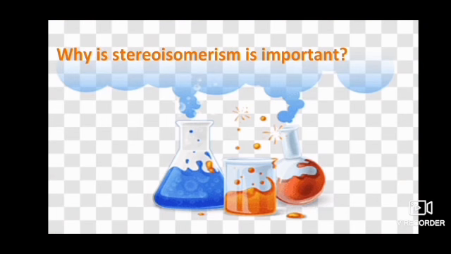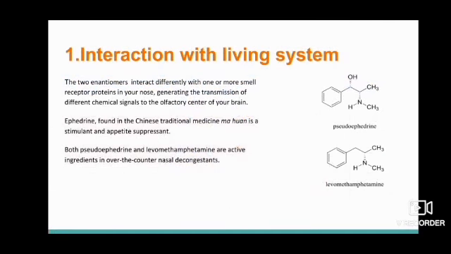Next, why stereoisomerism is important. Stereoisomerism is important because of its mirror image quality, or enantiomerism. The first importance is the interaction with the living system. Enantiomers are basically called mirror images. Two enantiomers interact differently with one or more smell receptor proteins in your nose, generating the transmission of different chemical signals to the olfactory center of your brain.